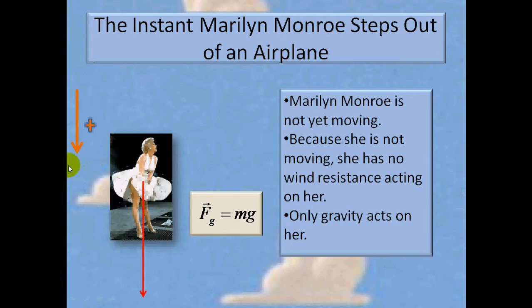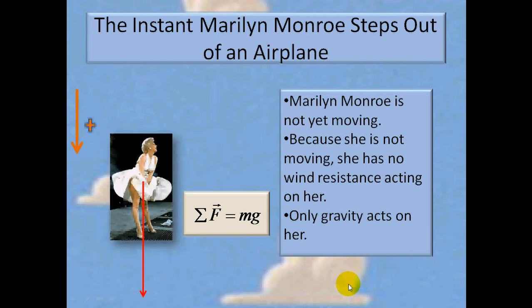For this problem, I have said that the positive direction is down, and the reason is that Marilyn Monroe is moving down. It's usually convenient to say the positive direction is the direction of motion. Okay, so the instant Marilyn Monroe steps out of the airplane, she's not moving, so wind resistance is not acting on her at all. The only force acting on her is the force due to gravity, and we know the force due to gravity is just her mass times g, and g is 9.8 meters per second per second. We also know that the force due to gravity always points down towards the center of the earth.